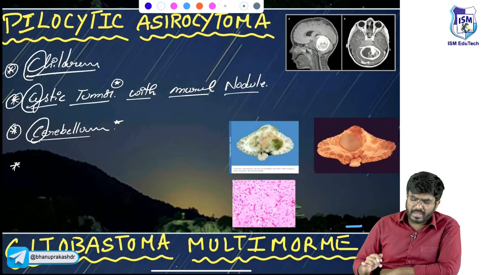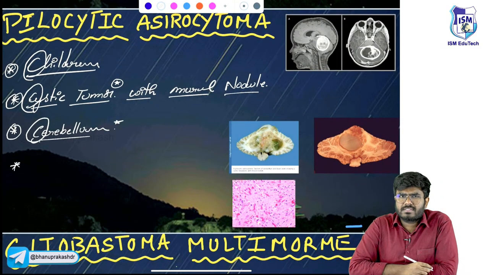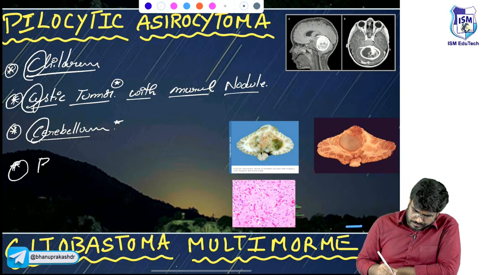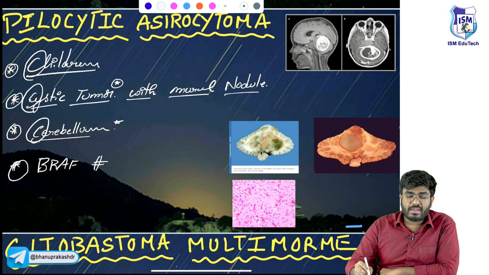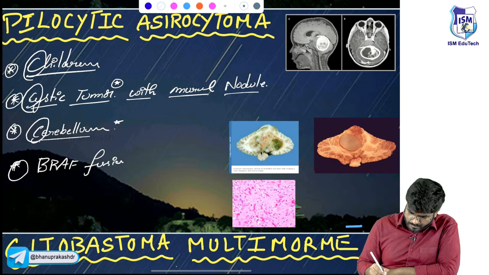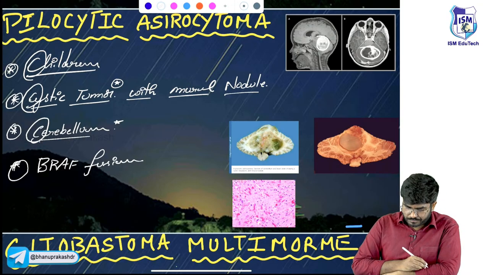Now, why pilocytic astrocytoma? Why is it occurring here? Gene mutations. Which gene mutations? BRAF. BRAF mutation, actually BRAF fusion. This BRAF gene fusion is going to be seen.